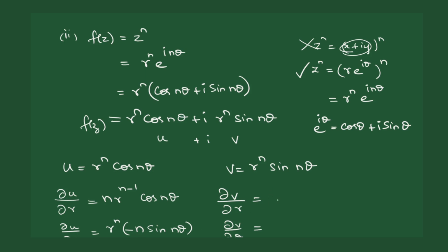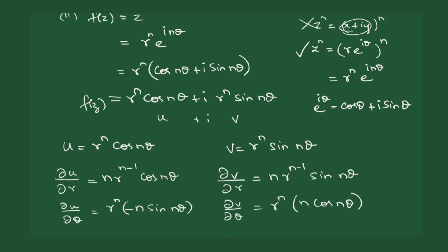Similarly, ∂v/∂r can be written as n into r^(n-1) into sin nθ. Same thing with respect to θ: it becomes r^n, and the differentiation of sin is plus cos, so it becomes simply n into cos nθ. Clear? So now we have to check the Cauchy Riemann equations in polar form.